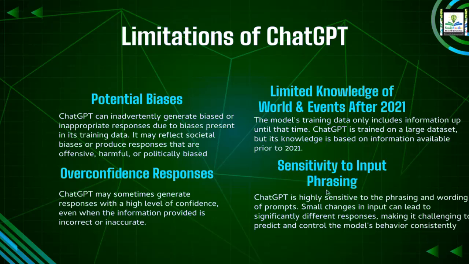And the last one here, sensitivity to input phrasing. ChatGPT is highly sensitive to the phrasing and wording of prompts. Even small changes in input can lead to significantly different responses. It can make it a little bit challenging to predict and control the model's behavior consistently. So that's the challenge that we need to tackle, the problem that we need to overcome.